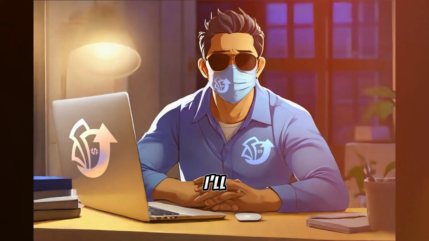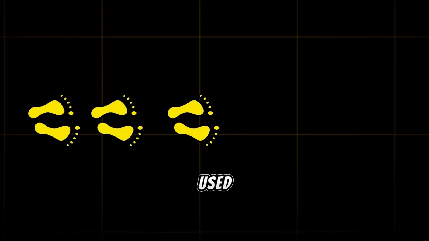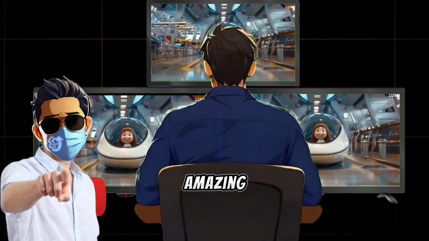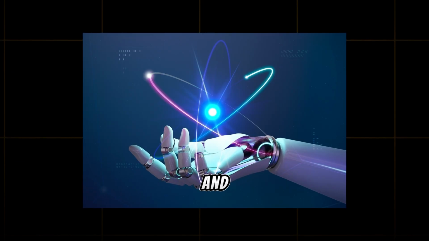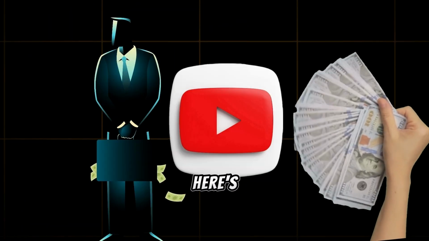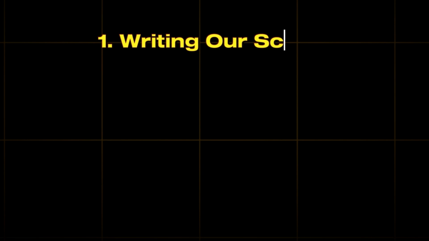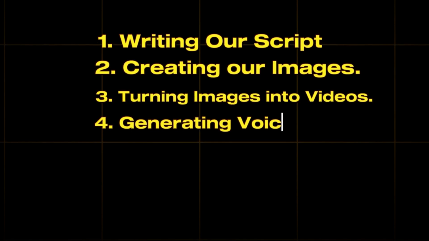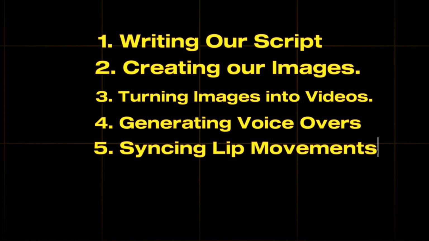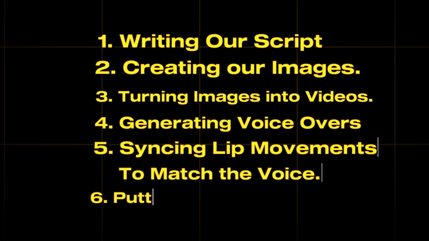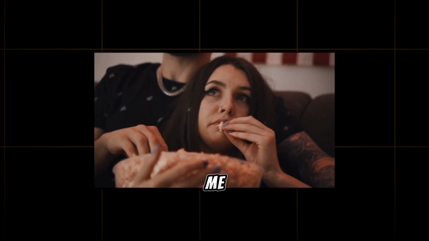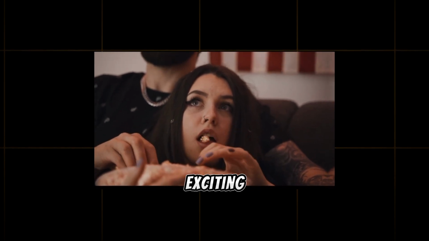In this video, I'll guide you through the exact steps I used to create the story video you just watched, so you can make your own amazing videos with AI by the end of it, and start making YouTube money too. Here's what we'll cover. Writing our script. Creating our images. Turning images into videos. Generating voiceovers. Syncing lip movements to match the voice. Putting everything together for the final video. Grab your favorite drink and join me as we explore these exciting steps.